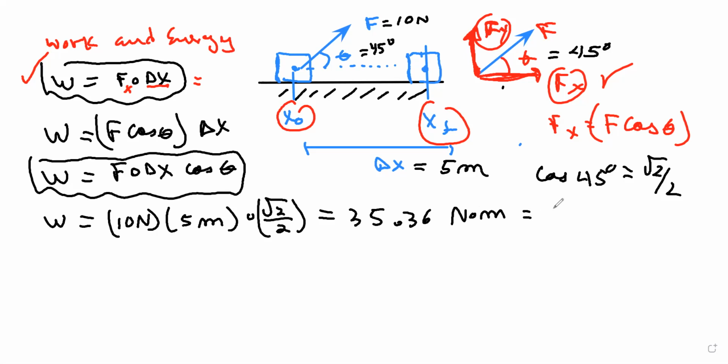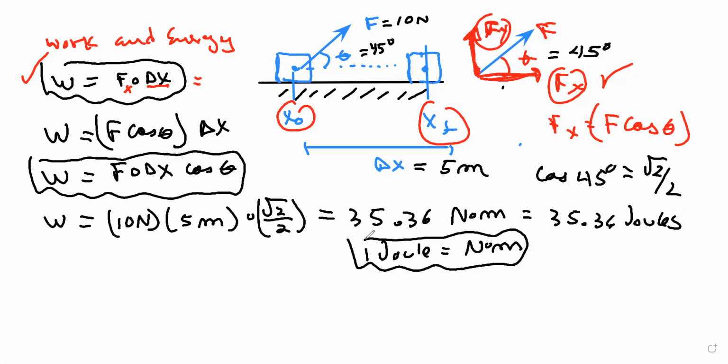So this is going to be equal to 35.36 joules. Remember that 1 joule is equal to Newton times meter. Newton times meter is going to give you joule. So there you go. You have measured the quantity of energy that you have wasted in taking the particle from x sub naught all the way to x final. And delta x in this case is going to be 5 meters.